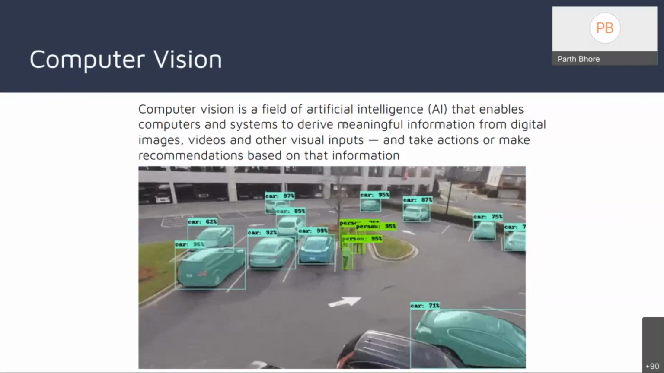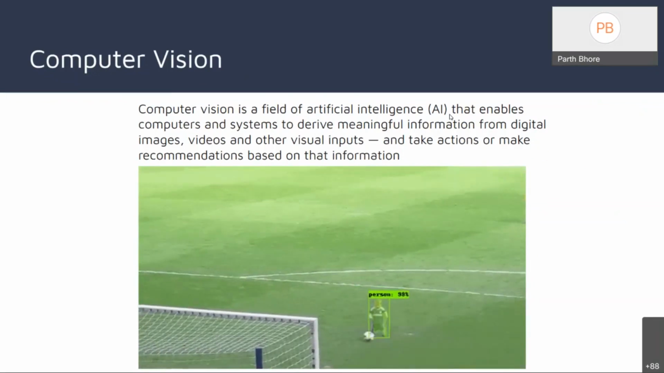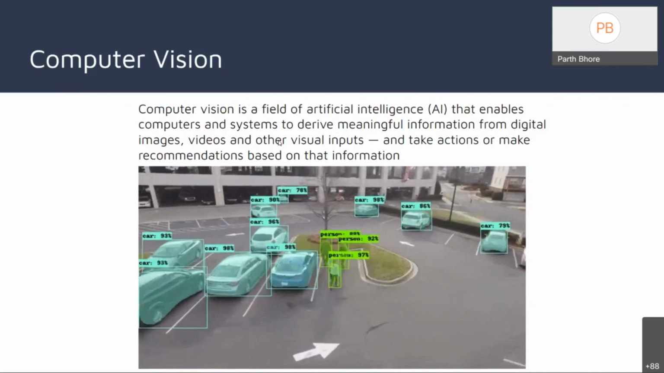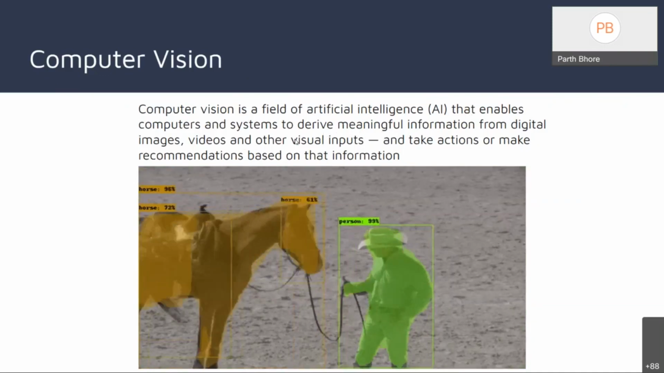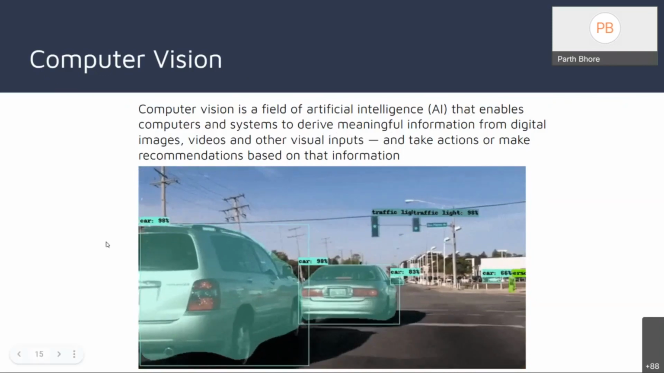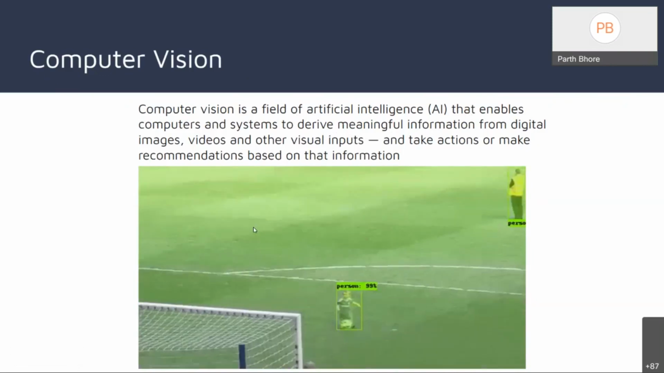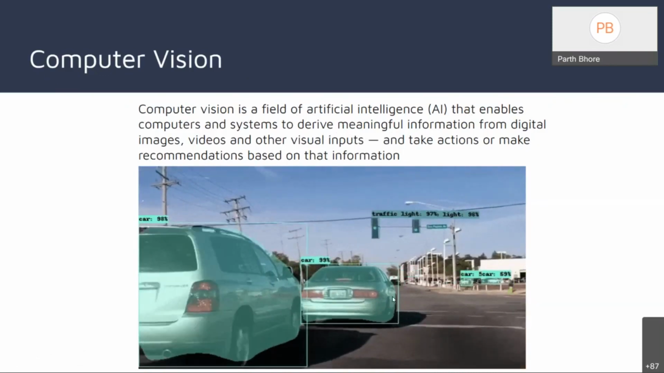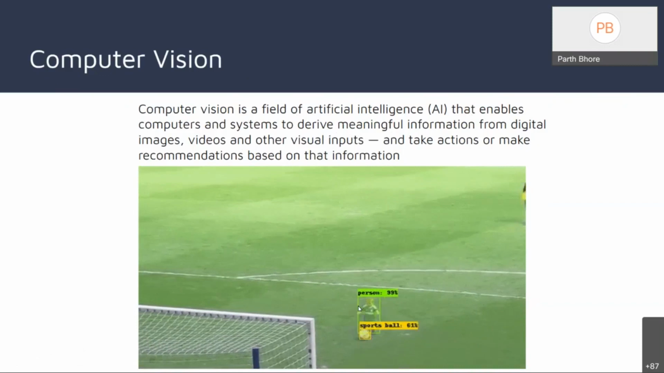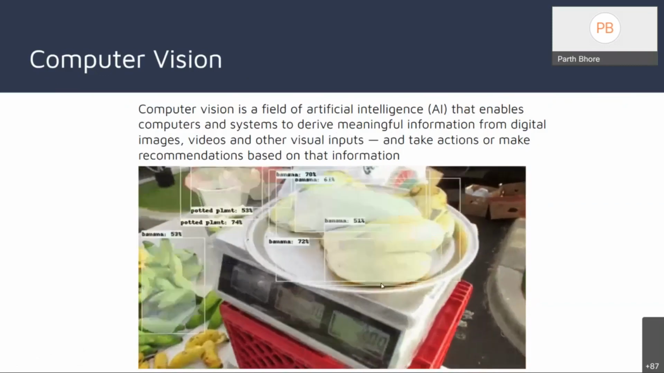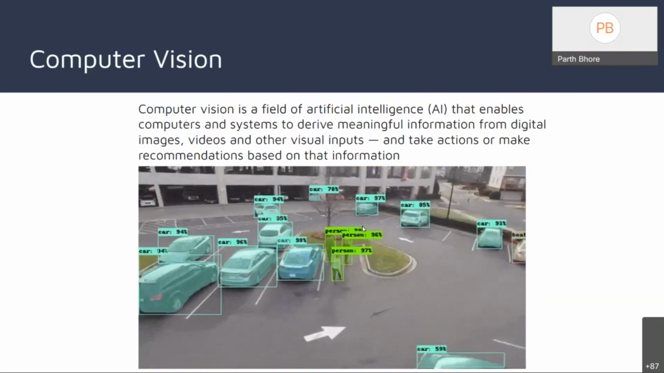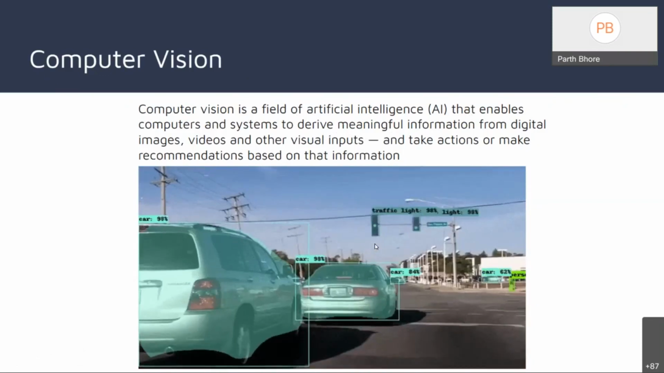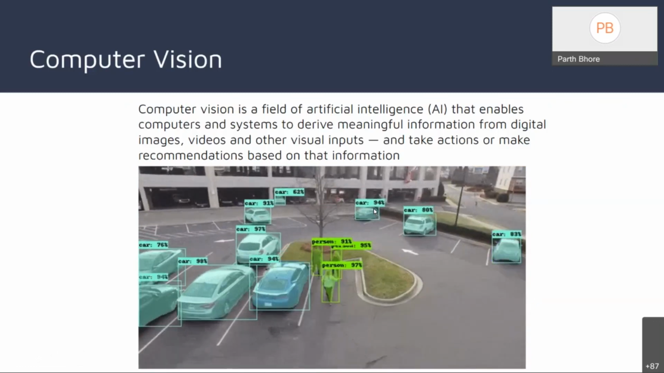So it is a field of AI and ML that enables computers and systems to derive meaningful information from digital images, videos, and other visual inputs. Here you can see in the animation, it first identifies different objects and then classifies them. So first in the boxes, it identifies that this is a car, this is a person, different food items are there. Then again, signals are also there. So the computer tries to make sense of the images.